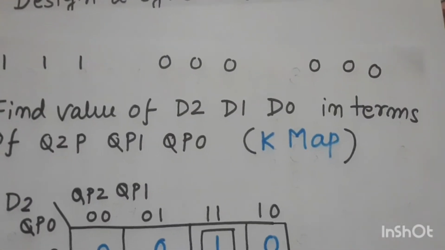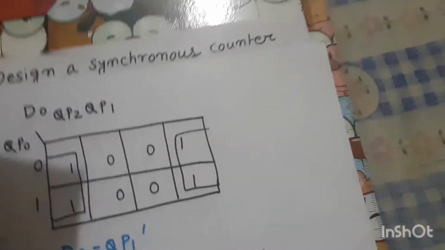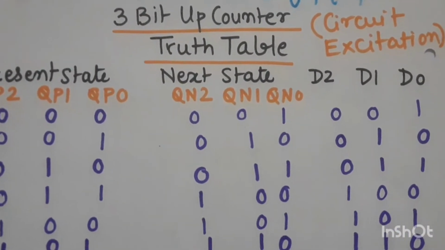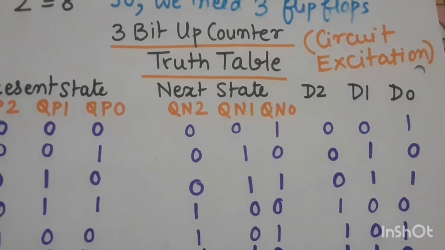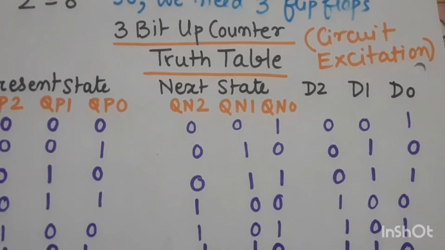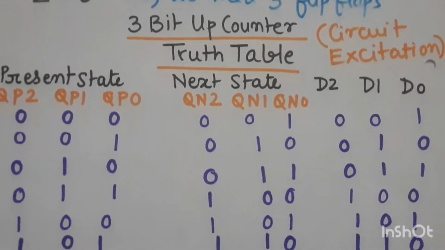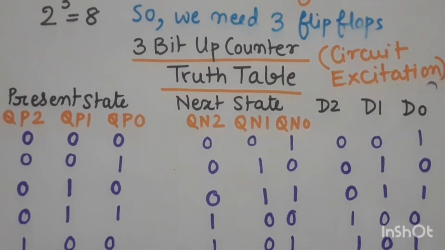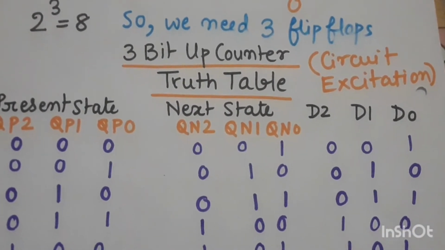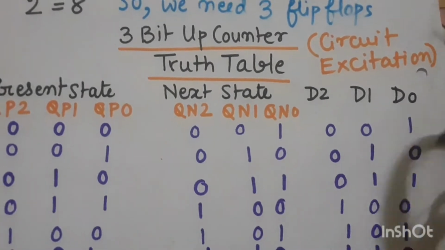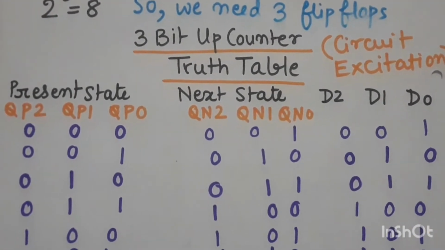And then is 1, 1, 1. So this is all I spoke about the present state. Now when the present state is 0, 0, 0, next state is 0, 0, 1. If next state is 0, 0, 1, then what would be the D2, D1, D0? It would be also 0, 0, 1. You derive it from the excitation table, where Qn, Qn plus 1 and D value we have written. You just refer to it and you will be able to make the circuit excitation table.